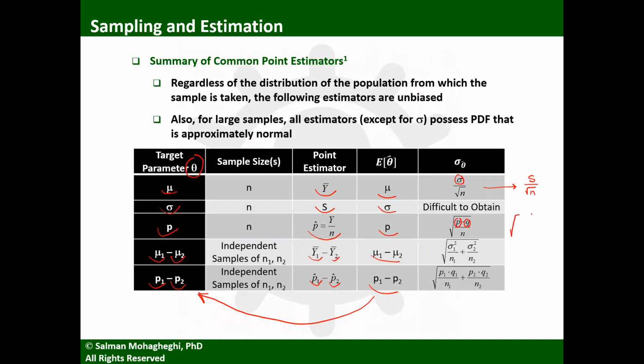Or here, for example, we calculate it as P hat, which comes from the sample, Q hat, which comes from the sample, divided by n. Or here we calculate it as S1, that comes from the sample, divided by N1, and S2, again, divided by N2, and so on. It is obviously not exact. It is an approximate value, but we don't have any other options because, as I mentioned before, population parameters are generally unknown.